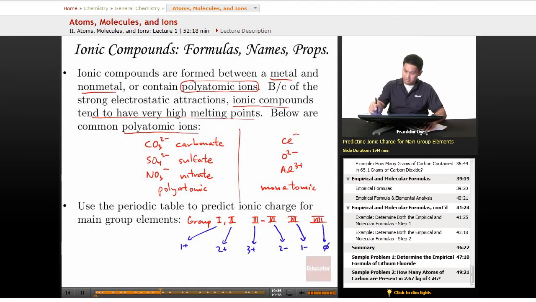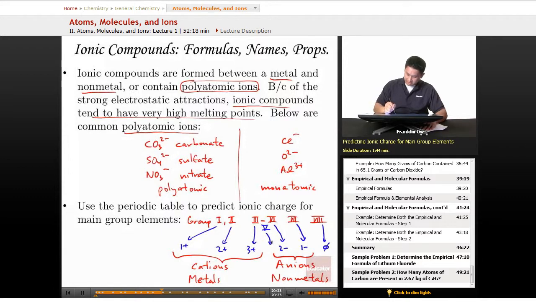Now you notice also, very importantly, that the positive charges, which are what are called cations, are going to be formed by metals, and that the negative charges are what are called anions, and these are all non-metals. Okay. Oh, I'm sorry, I'm leaving out group 5, everybody. Group 5 is, of course, going to be a 3- charge.